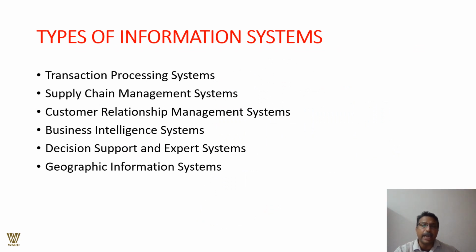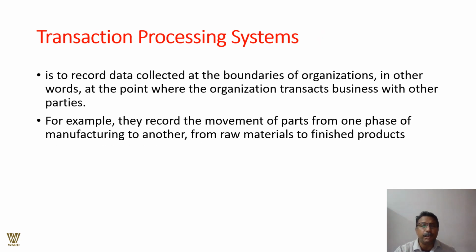So let me give you the types of information system: the transaction processing system, supply chain management system, customer relationship management system, business intelligence system, decision support and expert system, and geographical information system. So you look, we have six types of information system altogether: transaction processing, supply chain management, customer relationship management, business intelligence, decision support, and geographical information. These are the six varieties of information system. Let me count them one by one.